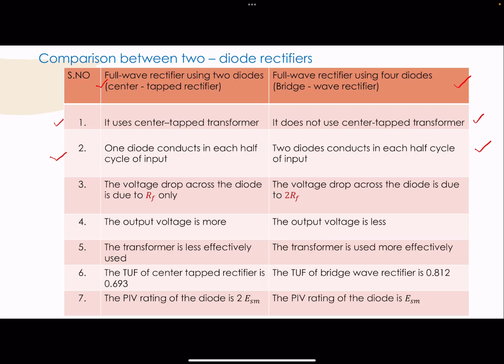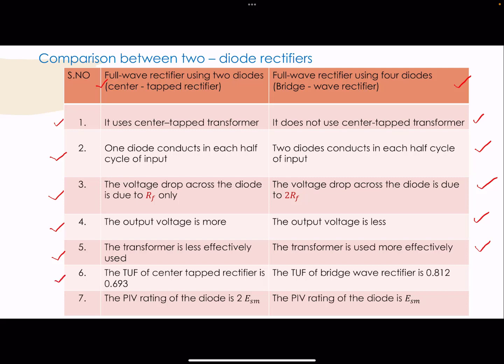The next one is the voltage drop across the diode is due to the RF only in the case of the center tapped rectifier, whereas the voltage drop across the diode is due to 2 RF in the case of the bridge wave rectifier. The next is the output voltage is more in the case of the center tapped rectifier, whereas the output voltage is less in the case of the bridge wave rectifier. The next, the transformer is less effectively used in the case of the center tapped rectifier, whereas the transformer is used more effectively in the case of the bridge wave rectifier.